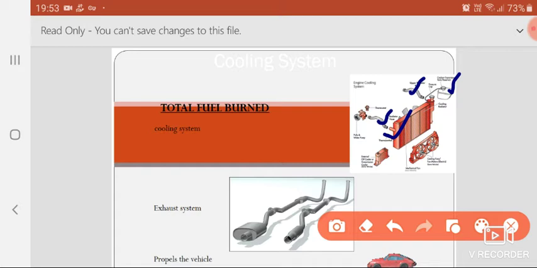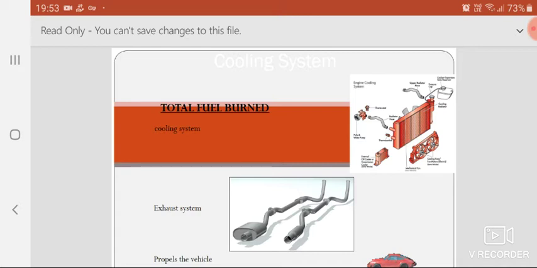This radiator has got different parts. One is the upper hose, through which the fluid comes inside. Through the lower hose, the fluid goes outside. There are different parts of the radiator shown in this diagram. You can see the different parts of the radiator here.